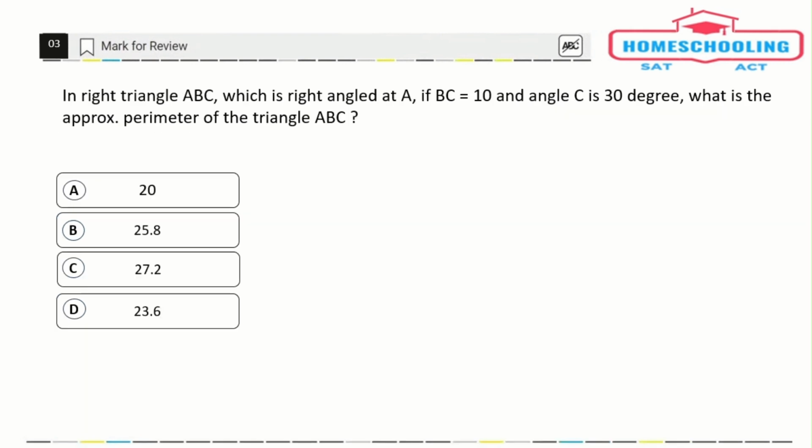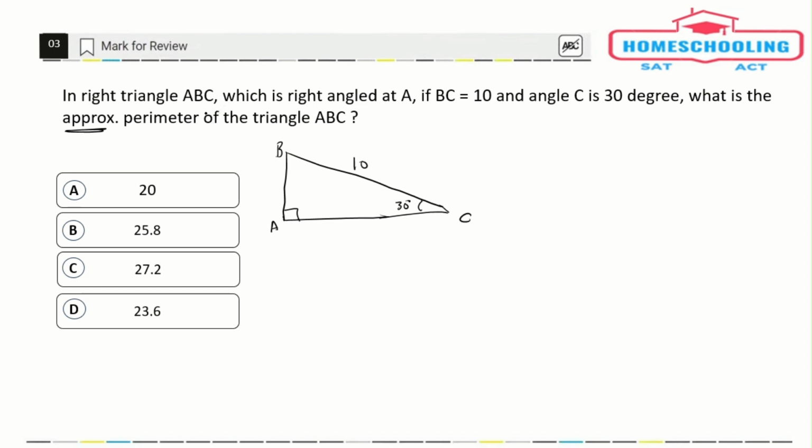Now moving to the next question. In question number 3, right triangle ABC. So let's draw a right triangle which is right angled at A. So this would be B and C. If BC is 10 and angle C is 30 degrees, what is the approximate perimeter of triangle ABC?